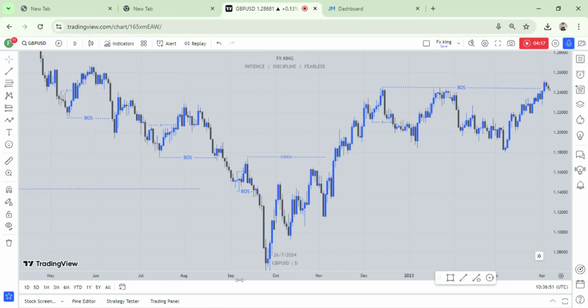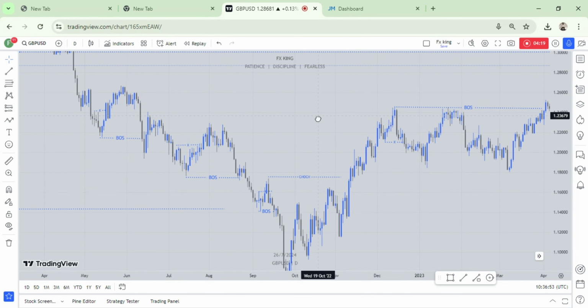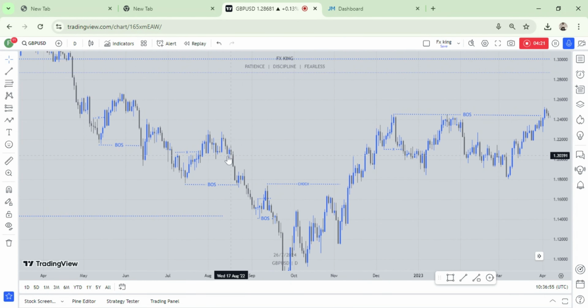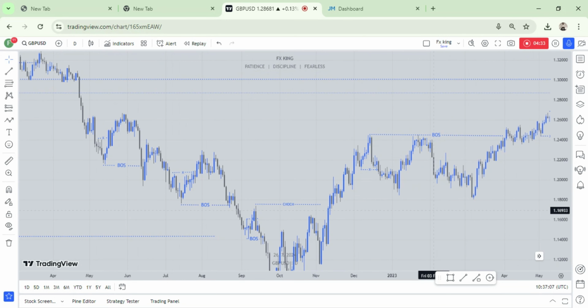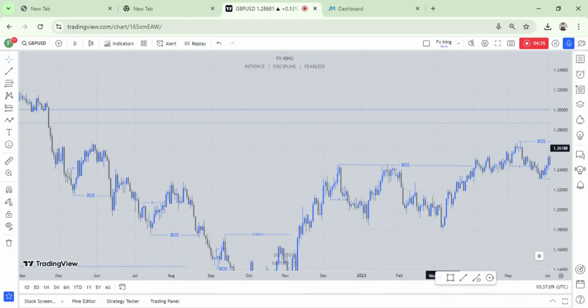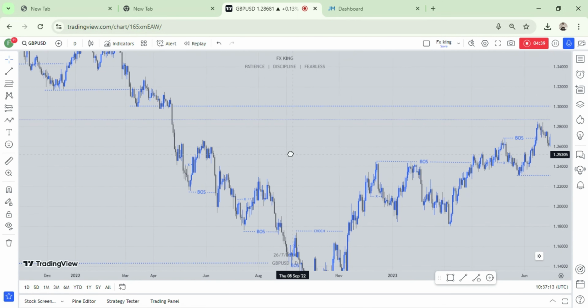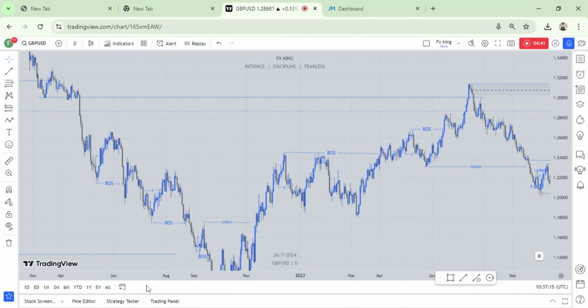Now once this level has been taken out, the next level that we are looking for is our decisional POI to sell from. That will be the next level that we are looking for. So if this level of our decisional POI fails, you can continue buying till the market mitigates your external order flow.